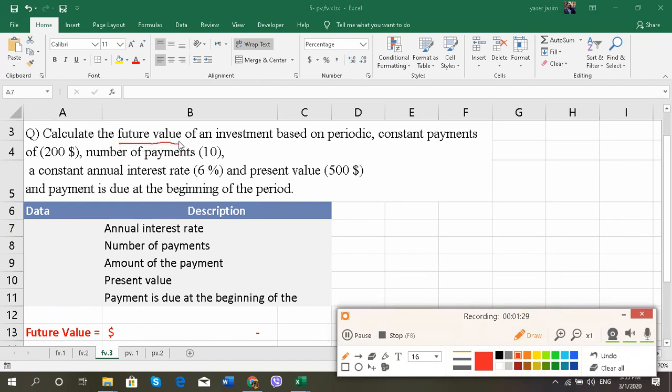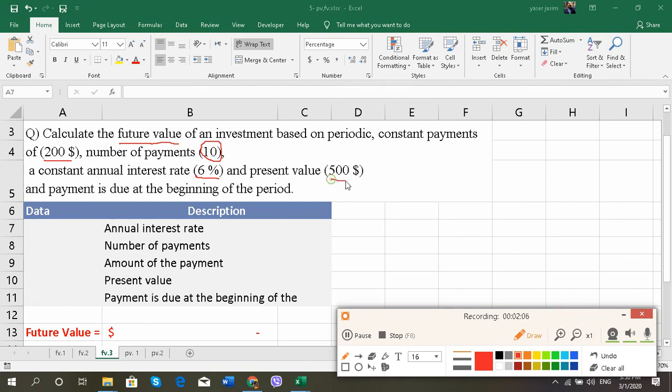And this is done by the FV function of an investment based on periodic constant payments of $200. So my PMT is $200 every month. Number of payments is 10. That means 10 months. A constant annual interest rate is 6%. It's yearly, it's not monthly, so these two are not even. So we need to do something in the future value function.